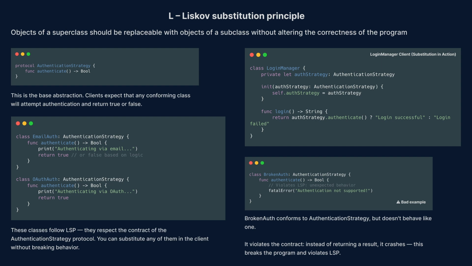However, a poorly implemented class like broken auth may conform to authentication strategy but violate LSP by not behaving as expected. For example, if it crashes instead of returning a proper result, it breaks the program's logic and violates the contract promised by the protocol. This not only disrupts the flow but also defeats the purpose of polymorphism and clean architecture.